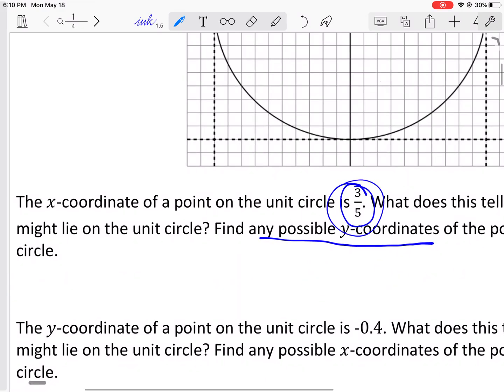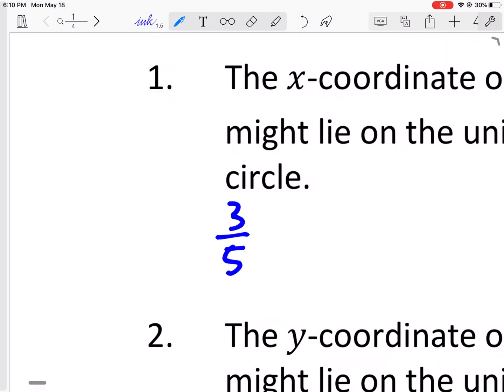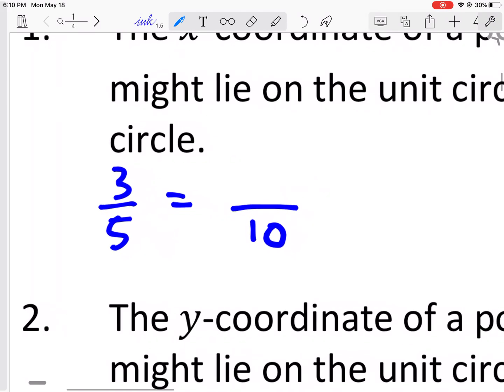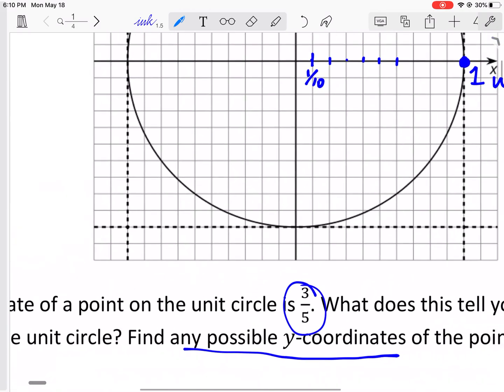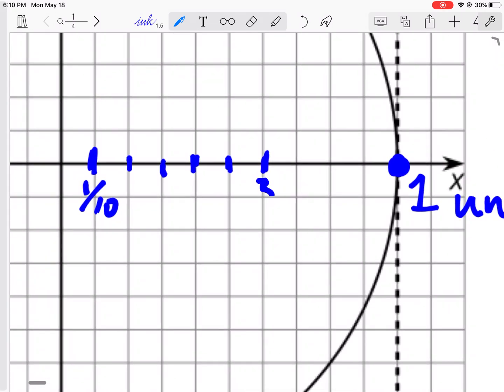But we want to know where an x-coordinate of 3/5 is. Well, remember, 3/5, if we want that to be an equivalent fraction with a denominator of 10, because that's what we're working with, well, we'd multiply 5 by 2 to get 10, which means we'd have to do the same thing to the top, basically doubling 3/5 to an equivalent fraction, and we get 6/10. So 3/5 should be at 6/10. Here's 1, 2, 3, 4, 5, 6. This is 6/10, or really 3/5.